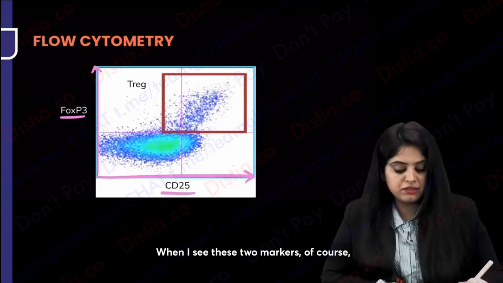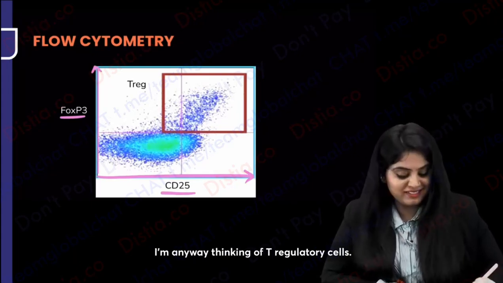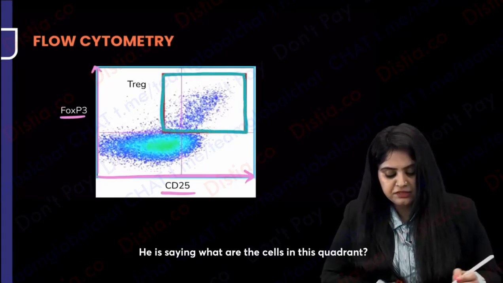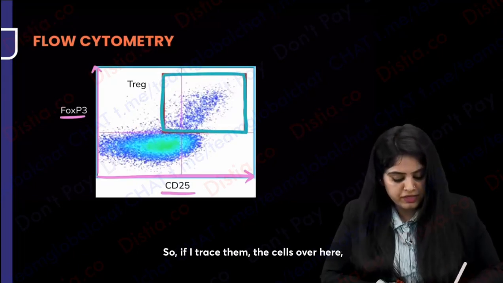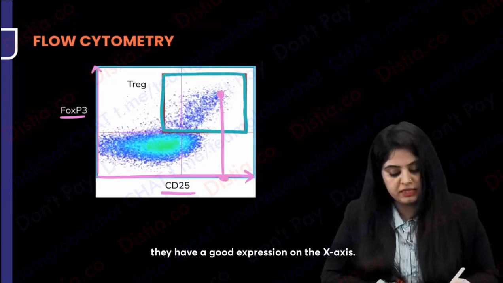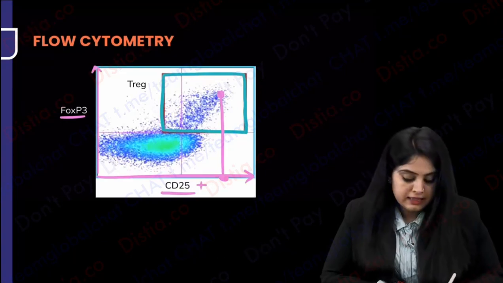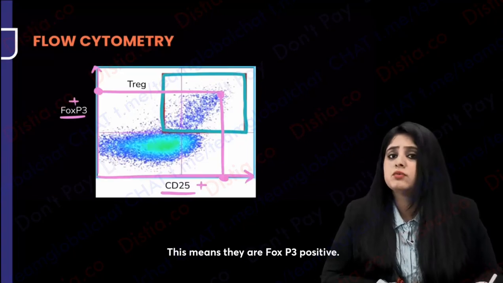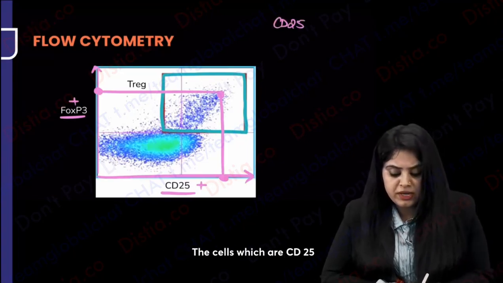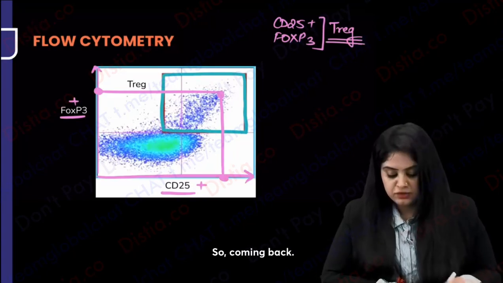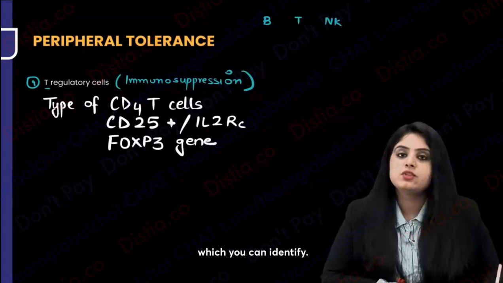When I see these two markers, of course, I'm anyway thinking of T regulatory cells. But the examiner has marked this quadrant for me. He's saying what are the cells in this quadrant. So if I trace them, the cells over here have a good expression on the x-axis, meaning they are CD25 positive. They have a high expression on the y-axis also. This means they are FOXP3 positive. What cells are these? The cells which are CD25 and FOXP3 positive are going to be a type of the T regulatory cells. So coming back, these are the T regulatory cells which you can identify.